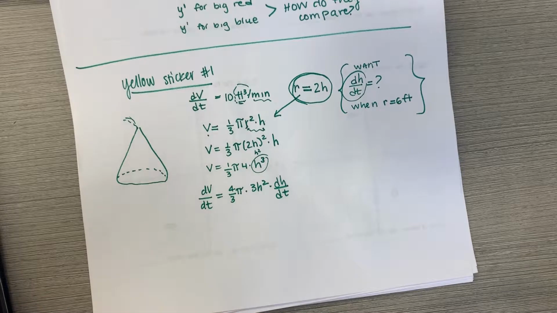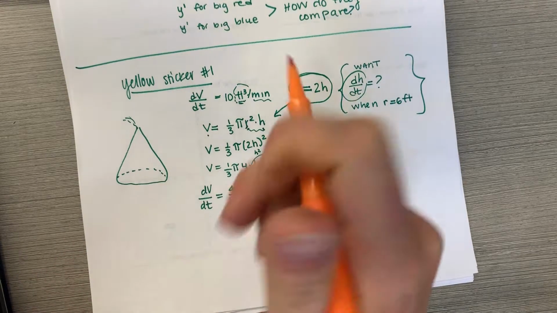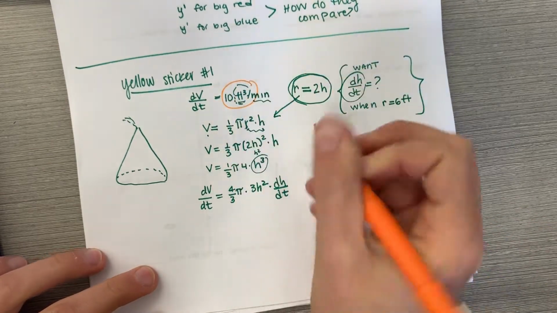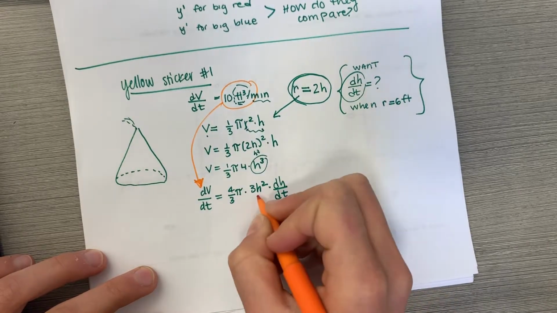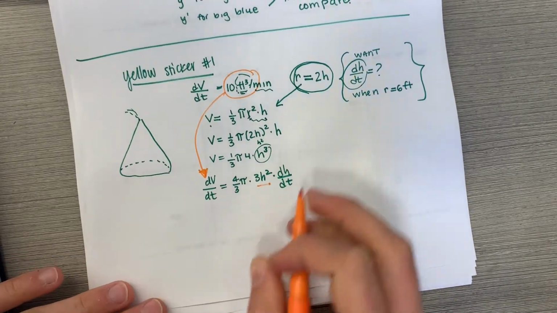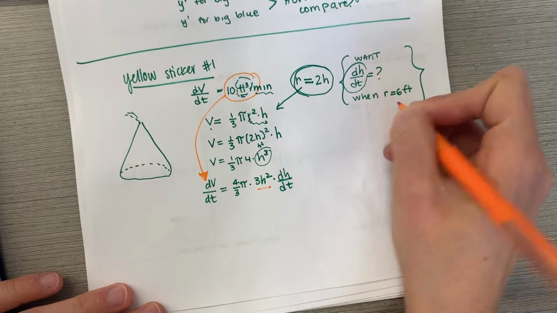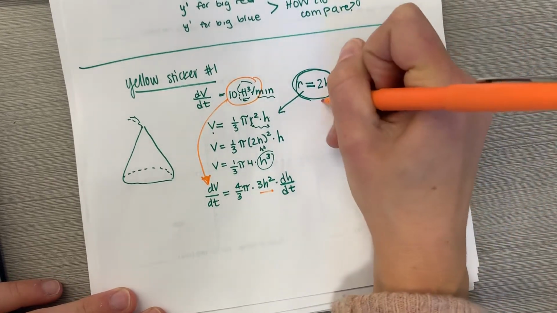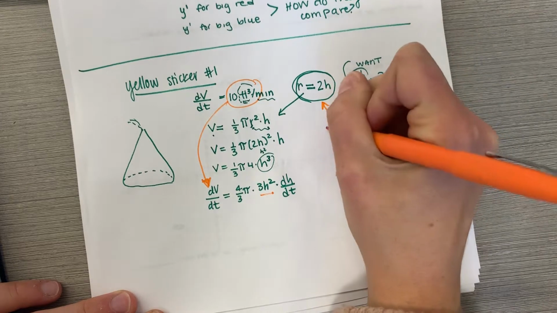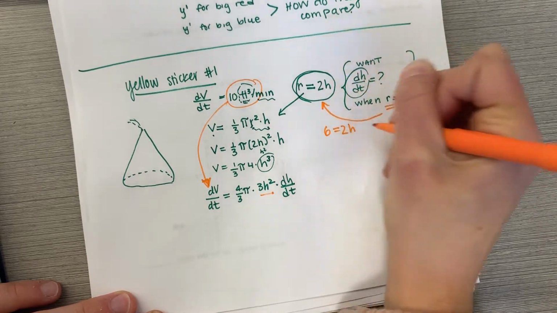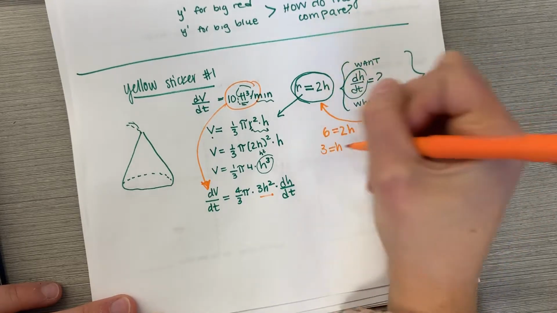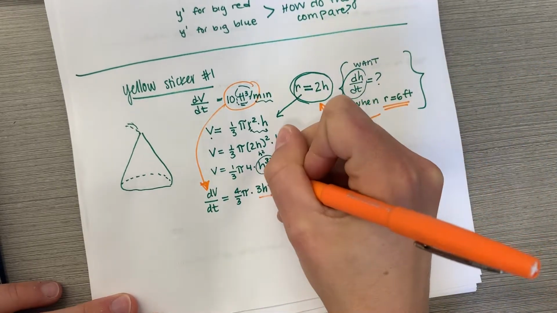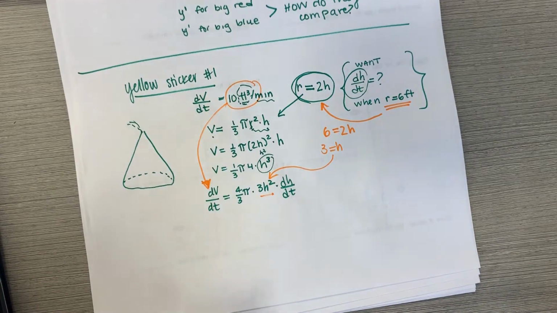Now is time to start plugging in. What do we know? We've implicitly differentiated. Now is the time to plug in what we know. We know dV/dt is 10. Do we know h? Let's look up here. No, we know that r must equal 6 feet, and we know this. So if r is equal to 6, that must be twice the height, then h must be what? 3. Plug that in here and continue solving on your way.